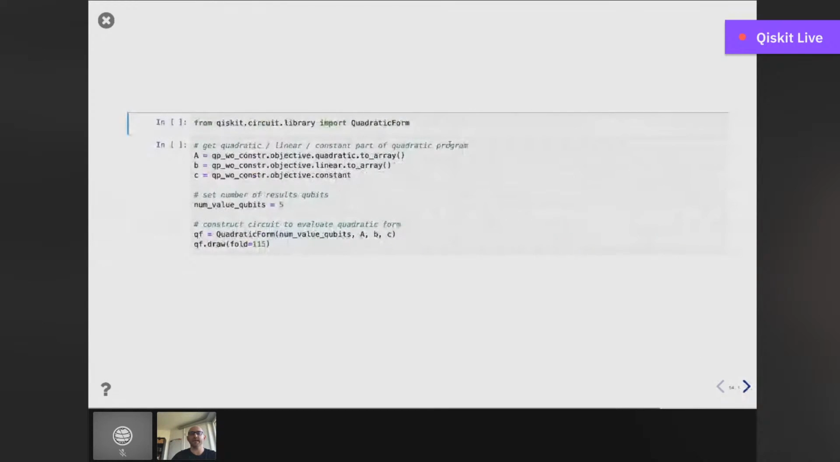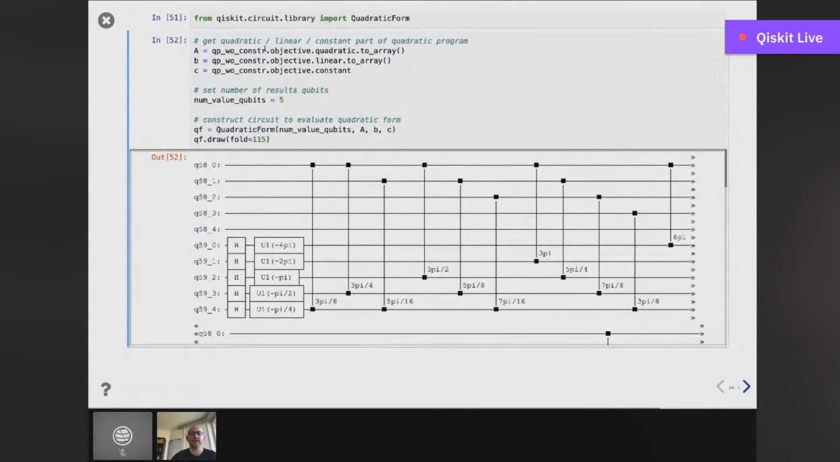Okay. In Qiskit, we have the quadratic form in the Qiskit circuit library, and this is actually implementing exactly what I just said. What we take here is from the quadratic program without constraints for maxcut. We take from the objective function the matrix, the vector, and the offset, and we set the number of qubits we want to use for the value representation. And then we construct this quadratic form based on these inputs, and this is the result that you see.